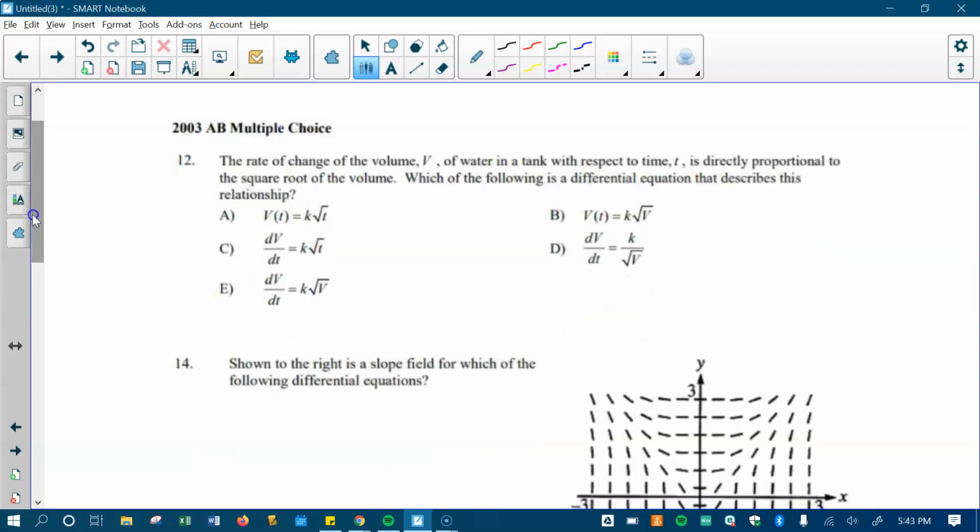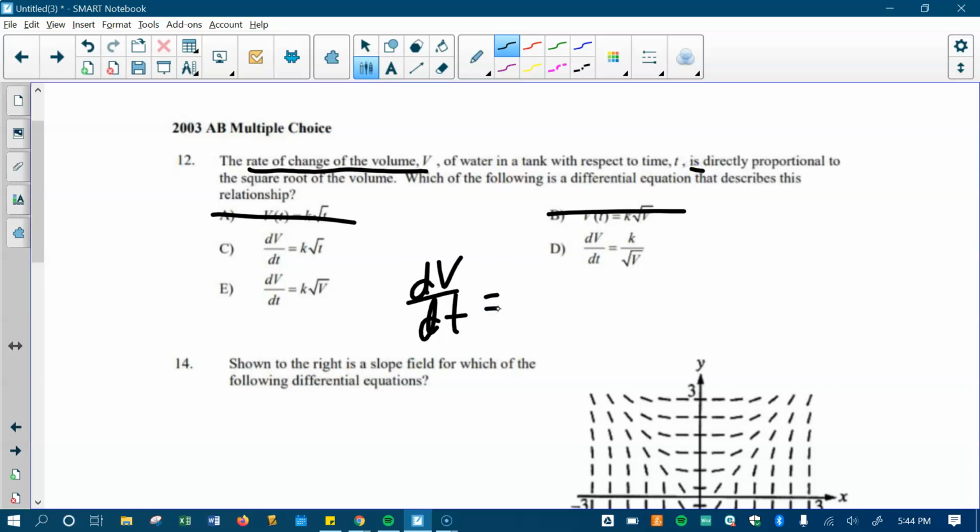Okay, so for these problems, it says the rate of change of the volume is directly proportional to the square root of volume. Let's break this down for each part. Rate of change of volume, that's dV/dt. That means automatically we can cross out A and B. Is equals directly proportional to.